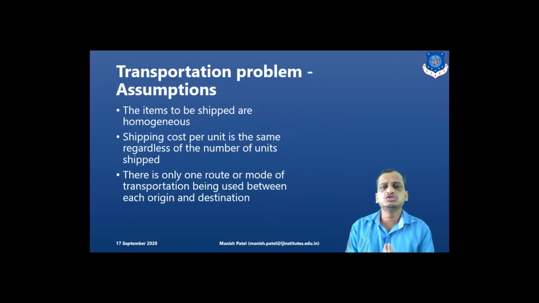So what do we assume? First of all, we assume that the products which we deliver from one place to another are homogeneous in nature, not heterogeneous of different kinds. Clear? Second, the shipping cost is the same regardless of the routes and regardless of the number of units. The per unit shipping cost remains constant throughout the journey. Clear? It is not flexible or variable. Then there is only one route, or one mode of transportation, throughout the journey. We assume this beforehand before solving these problems.